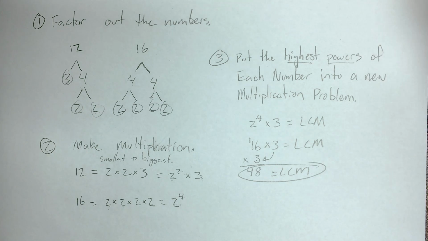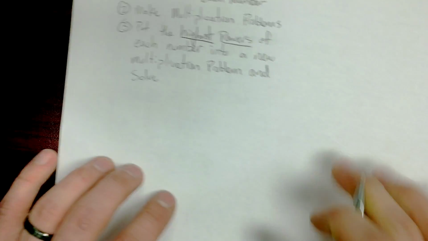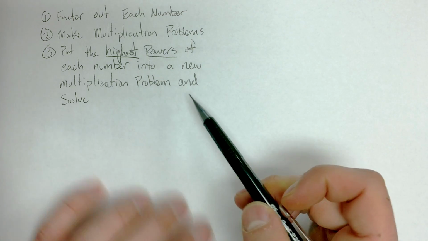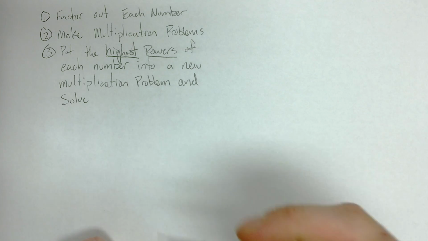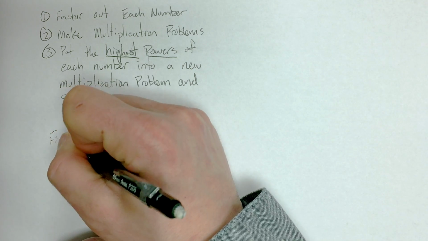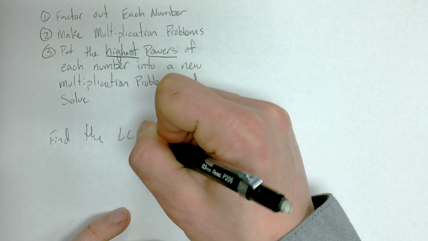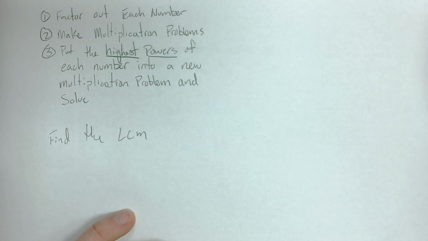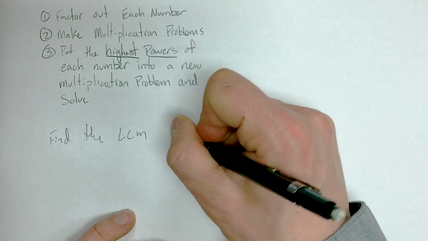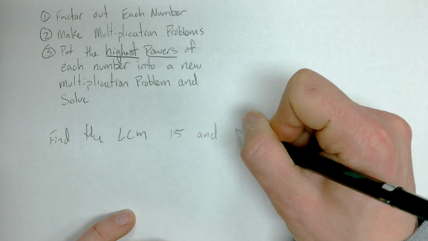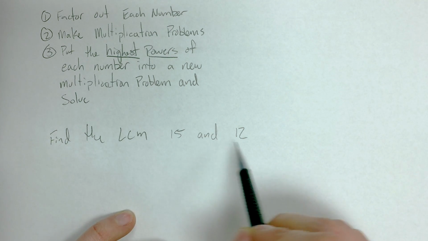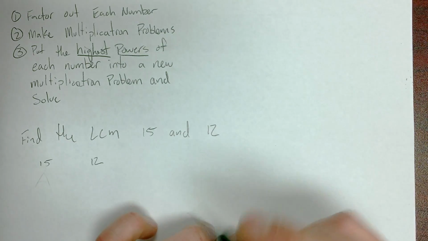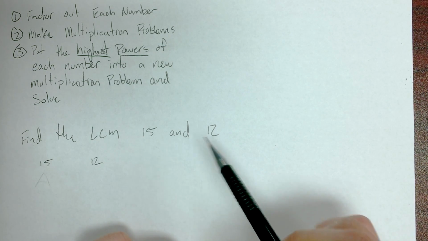Okay, let's do one more example together. We're ready for the second example, and I've written the steps up here for you to remember. Now we're going to find the LCM of 15 and 12. We're going to find the LCM of 15 and 12. Now we're going to factor 15 and 12 out.